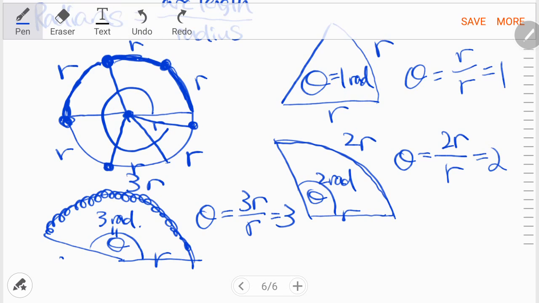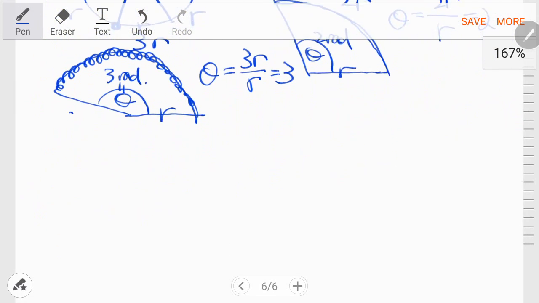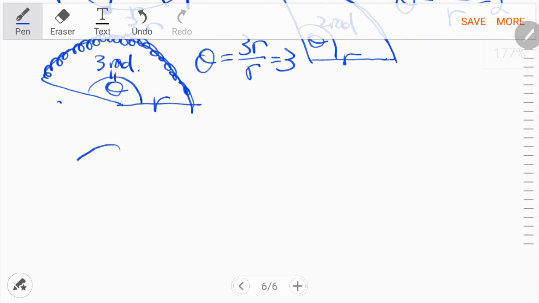Now let me ask you, if I covered the full circle, how much distance have I covered? So I start from here. This is my center, and I'm going to walk.